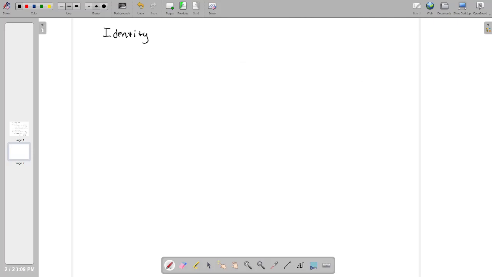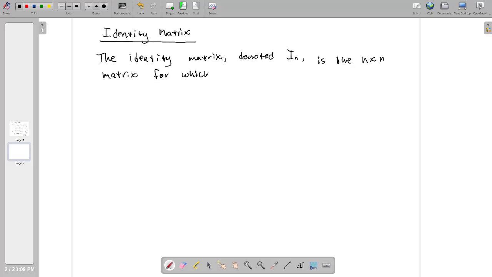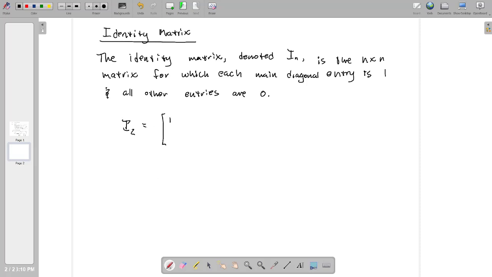Before we can even talk about inverses, we need to know what the identity matrix is. The identity matrix, denoted I sub n, is the n by n matrix for which each main diagonal entry is 1 and all other entries are 0. So it'll look something like this, where we have I sub 2, this would be the 2 by 2 matrix, 1, 0, 0, 1. I sub 3, this would be the 3 by 3 identity matrix, 1, 0, 0, 0, 1, 0, 0, 0, 1.